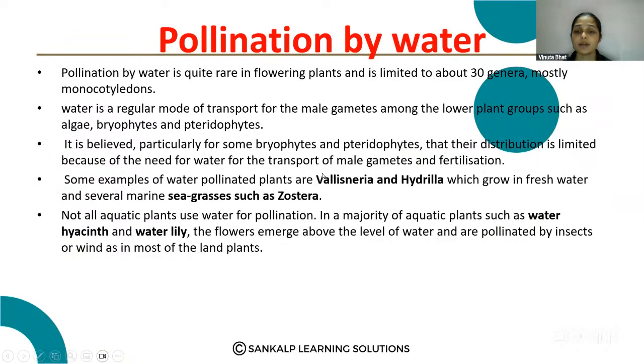Then pollination by water. Very few plants pollinate by water, for example, only about 30 genera. What are the characteristics of the water pollinated plants? Some examples of water pollinated plants are Vallisneria and Hydrilla, which grow in fresh water, and several marine sea grasses such as Zostera. They show water pollination.